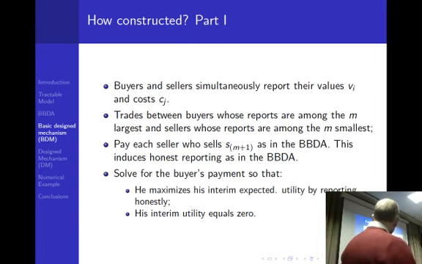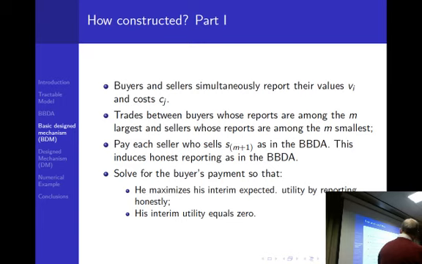We've got supply and demand equal here. And then, just like in the buyer's bid double auction, we're going to pay each seller a price. After we order these values and costs, we're going to give them the M plus first order statistic when we've arrayed them from lowest to highest.